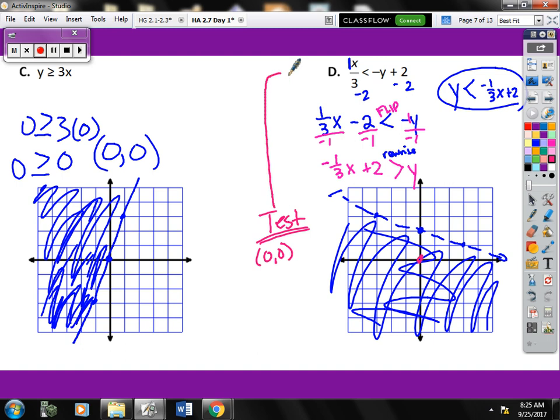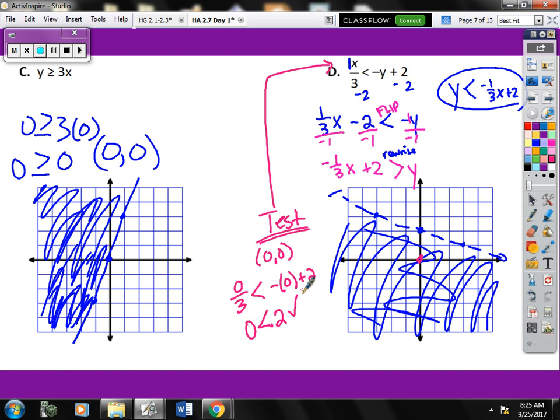Remember to plug it into the original when you're doing your test. So this would be 0 divided by 3 is less than negative 0 plus 2. Negative 0 is still 0, so we're going to get 0 is less than 2, which does pass our test.